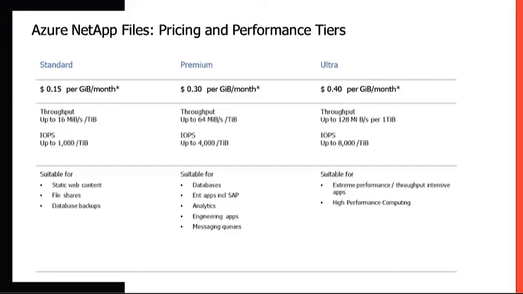So we've got 15 cents per gig per month at the base level, and it goes up to 40 cents per gig per month at the ultra level. Then performance is calculated as a factor against the terabyte size. So you can see there that throughput at the standard level is just 16 megabits per second per terabyte. So if you have a 2 terabyte volume, you get 32 megabits per second, and that scales not infinitely, but pretty high.